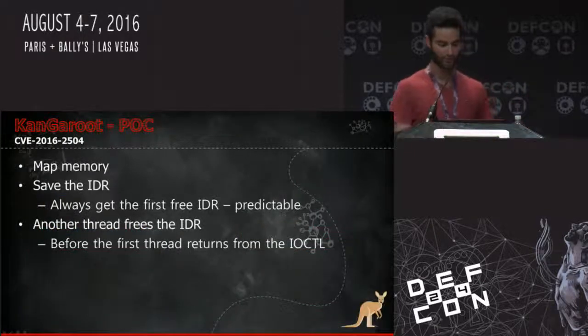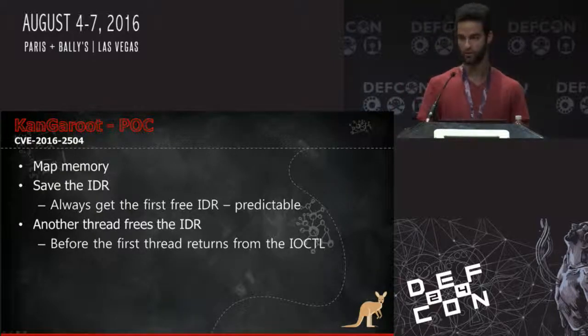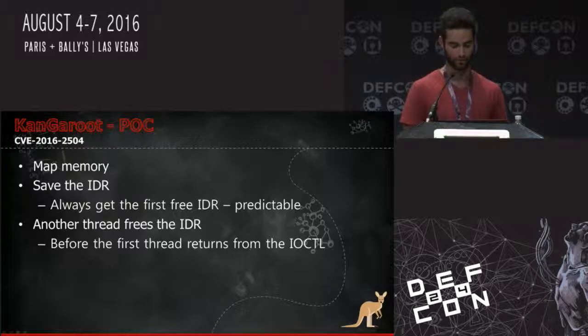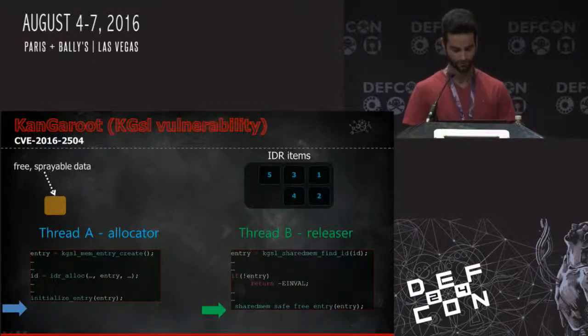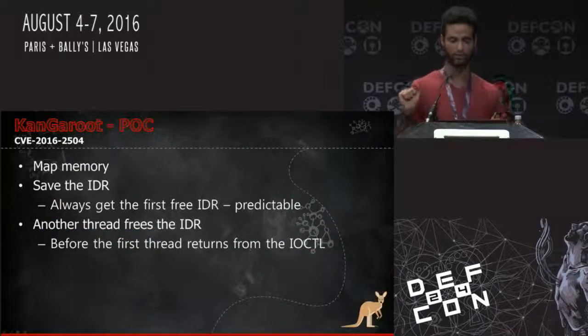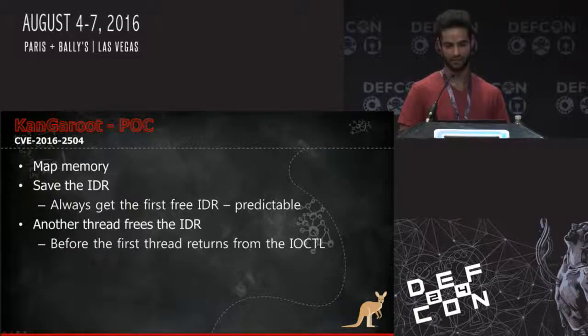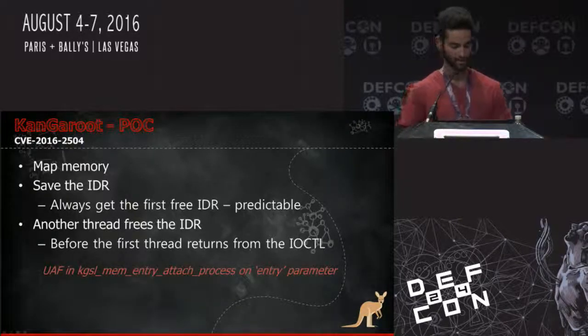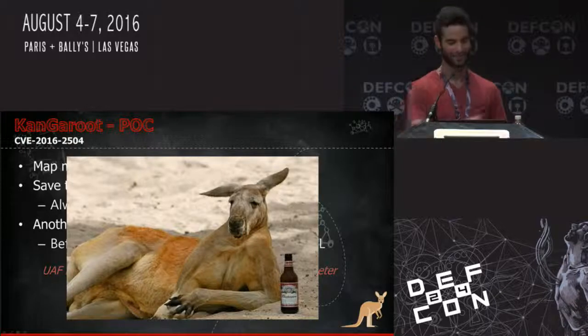So again, the POC: first we map data to the GPU, we get a number, and we know which number will be next, because as you can see here, it is always increased by 1. And then we issue simultaneously a create request and a free request on another thread. And there might be, again, a use after free in the function kgsl mem entry attach process on the entry parameter. So that's the POC.